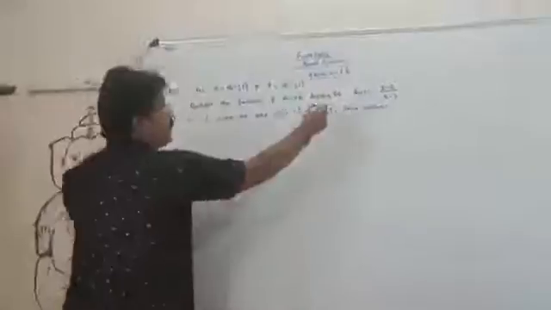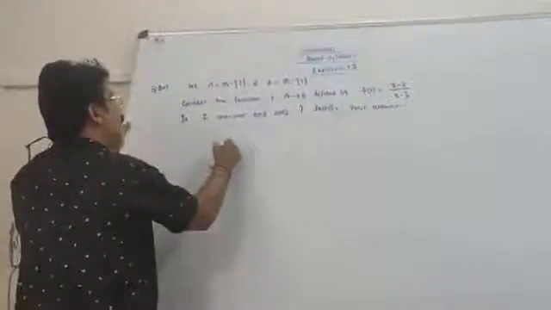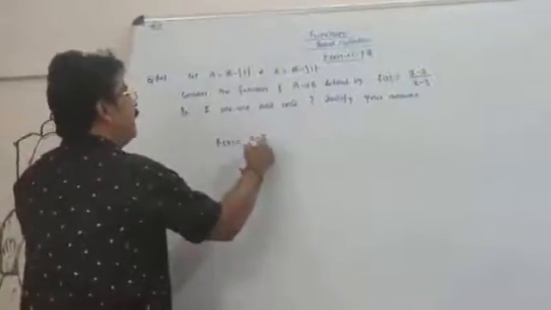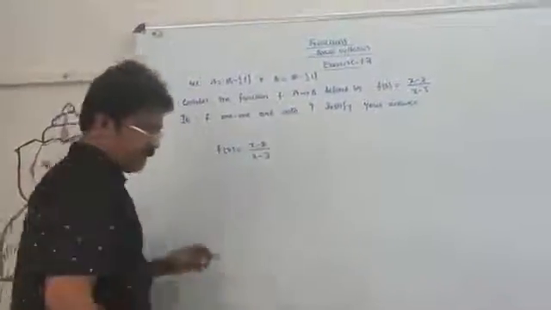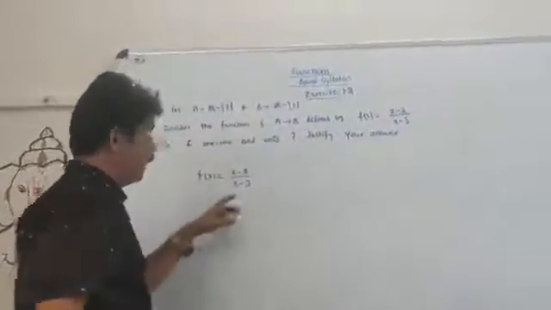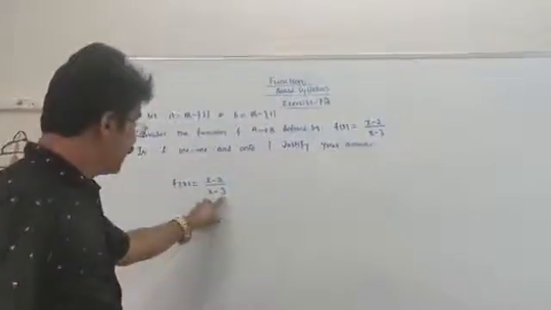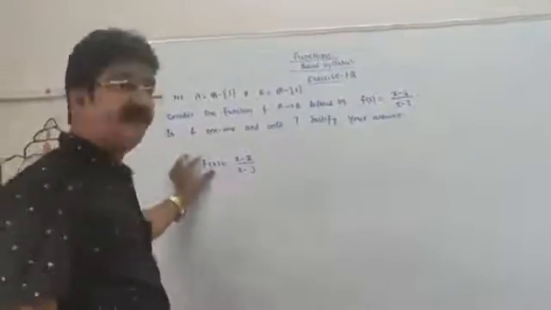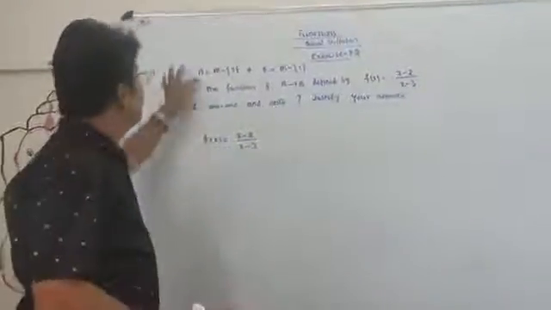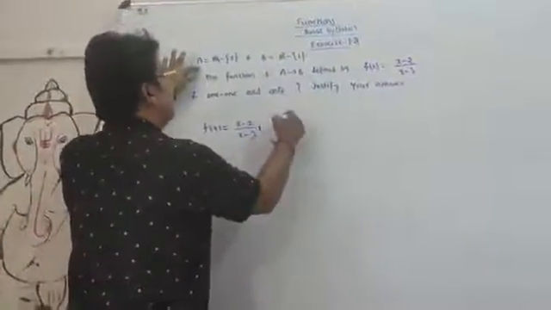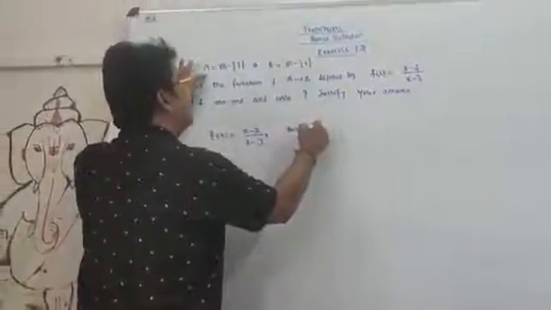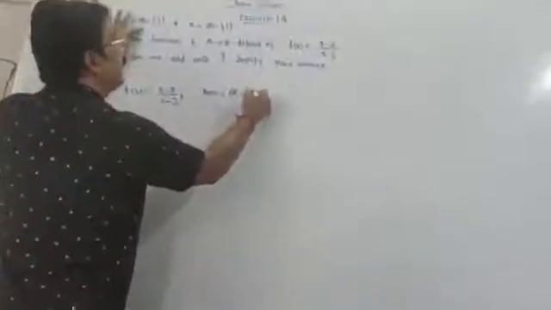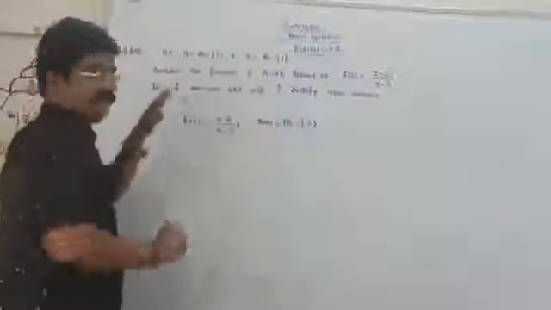Here, next question. f of x equal to x minus 2 divided by x minus 3, a rational function. For example, if x equal to 3, then the denominator becomes 0. Then the function should not be defined. That's why the domain of this function is any real number except 3 for defining f of x.